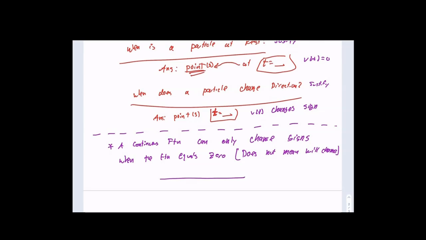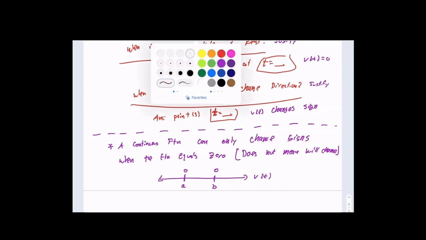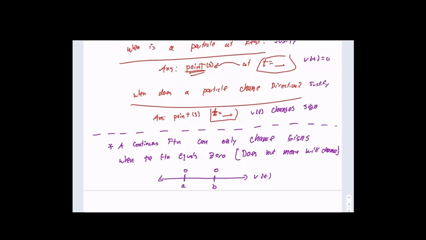So when we do our number lines, we're going to get some values. We're going to have like A and B, where the function is 0. And that means that in this case, I have 3 intervals. For all of these intervals, this has to be either positive or negative. So this has to be all positive. It can be all positive or all negative.